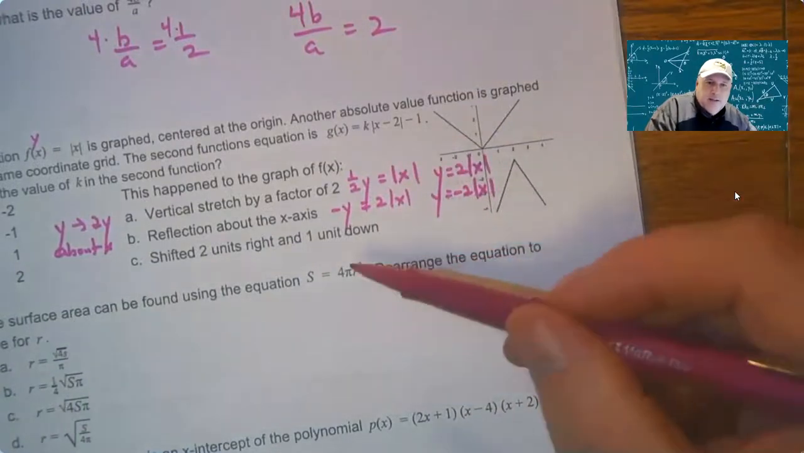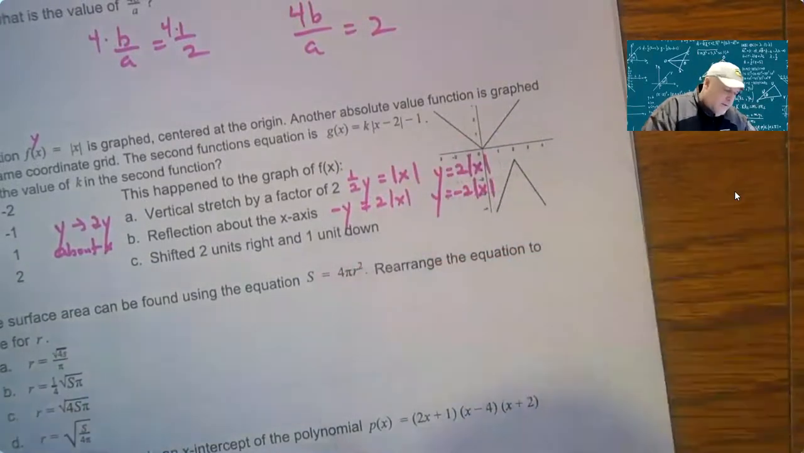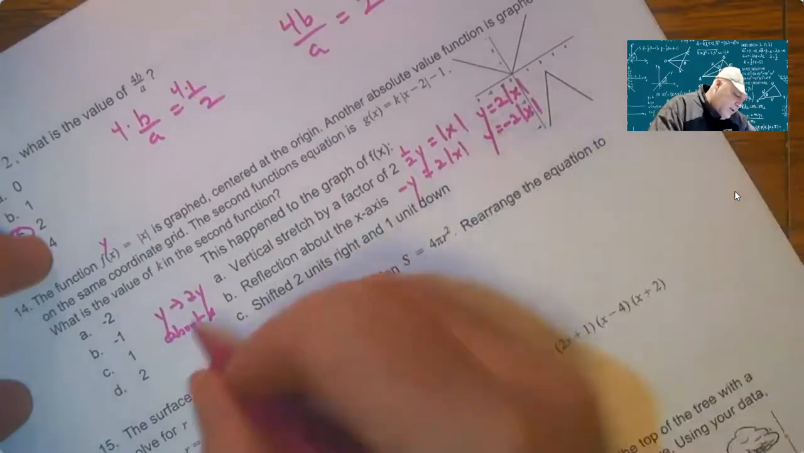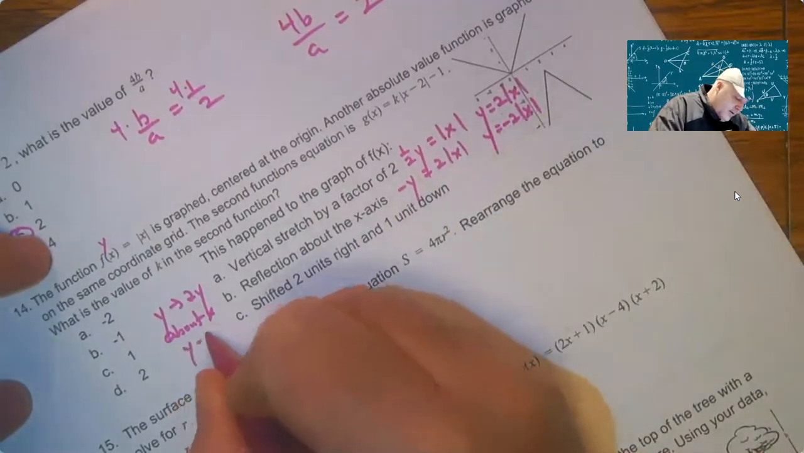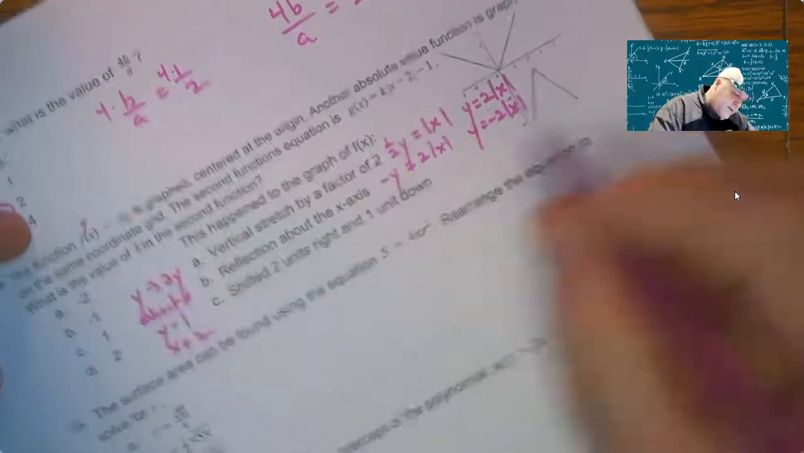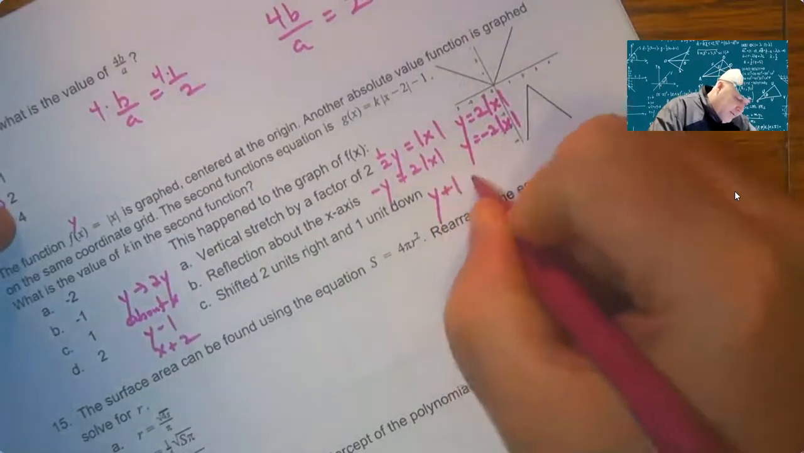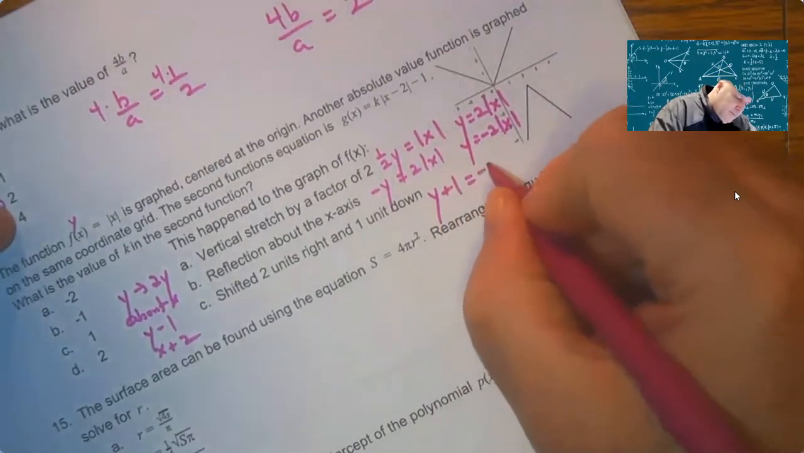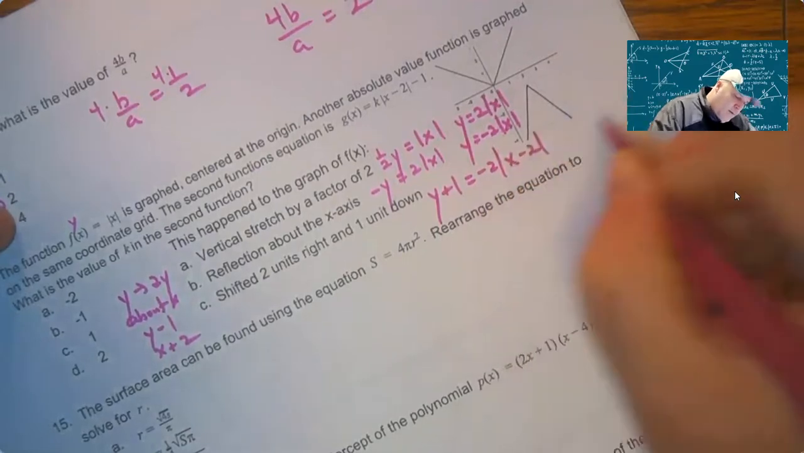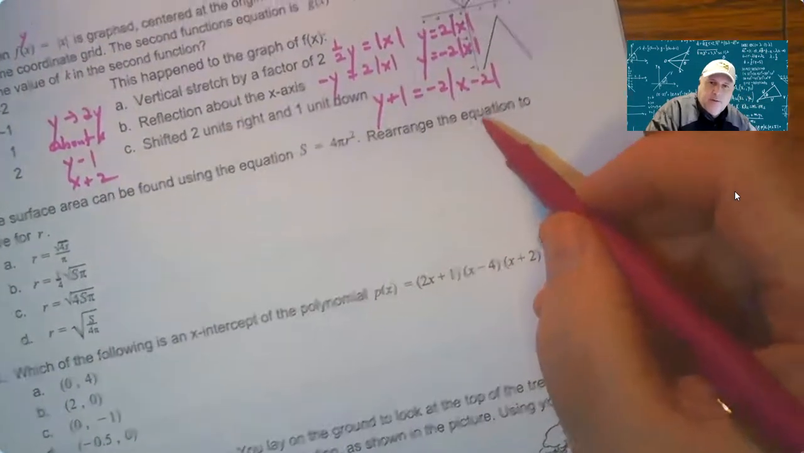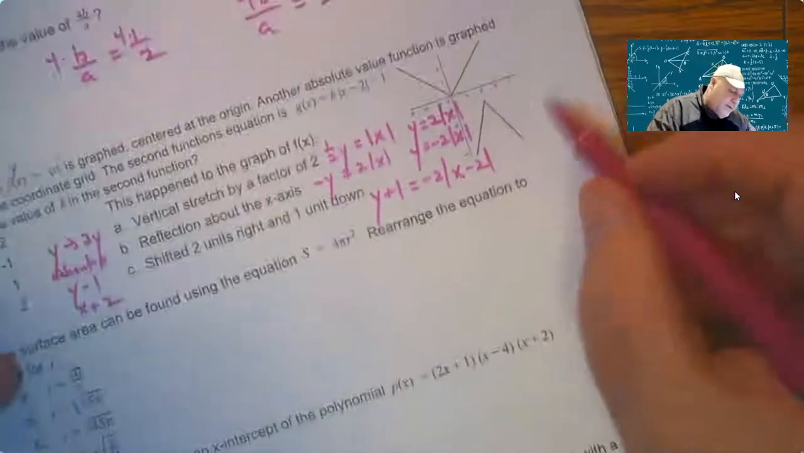Now, if you want to continue for C, shift 2 units right and 1 unit down. Here's 1 unit down, here's 2 units to the right. So you have to replace with the opposites, and then simplify and solve for y. If we solve for y, 1 gets subtracted over.